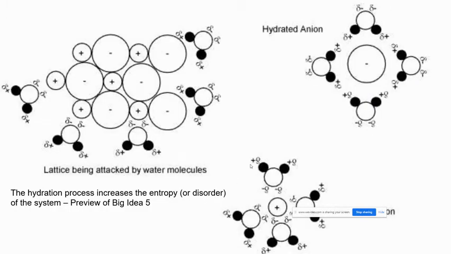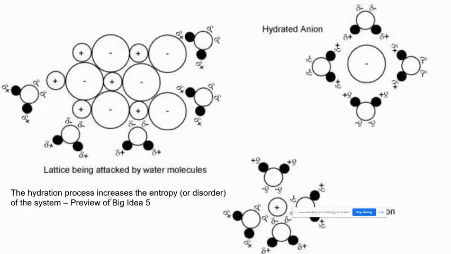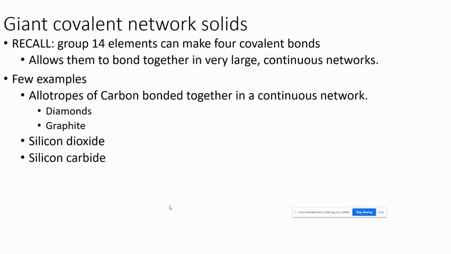Okay, here's another kind of depiction of the same thing. Slowly, eventually, you'll pull it off and everything will get surrounded. Okay. And we'll talk about that as far as entropy and disorder of a system when we get into Big Idea 5, is what it used to be called, but now I think it's Unit 6, that we talk about that.